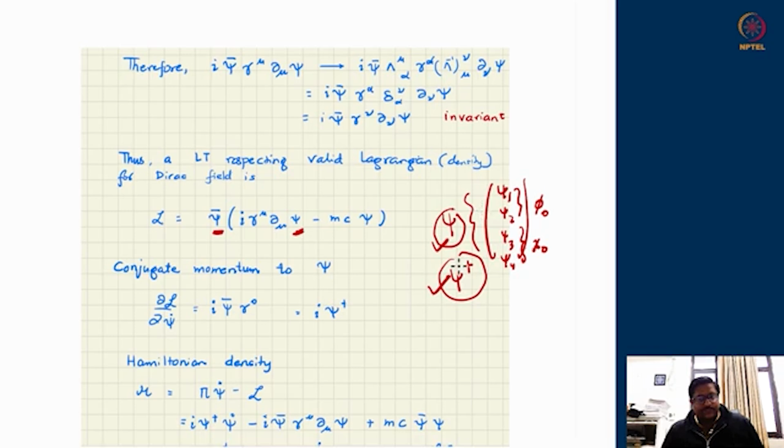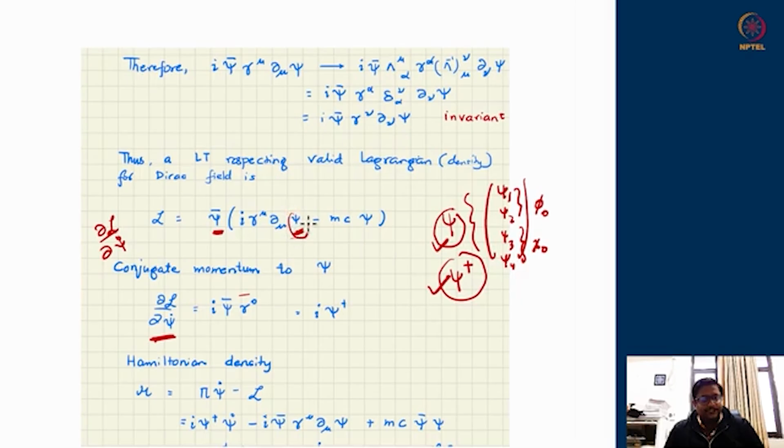So we can define either the real part as a collection of 4 and the imaginary part as a collection of 4, or psi and psi dagger as 2 separate fields. So first I obtain the momentum corresponding to psi. Momentum corresponding to psi means that for any component of psi you take, its momentum would be del L upon del psi dot. It has 4 components, take any of them. Psi1 dot: it will look in the Lagrangian and find out where psi1 dot is hiding.